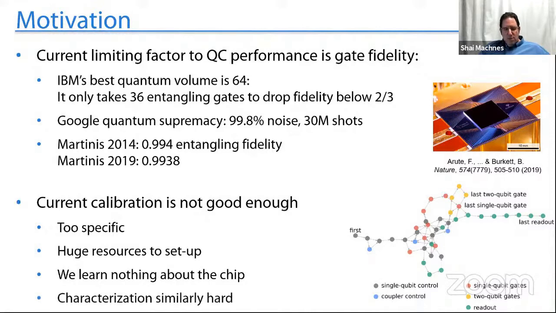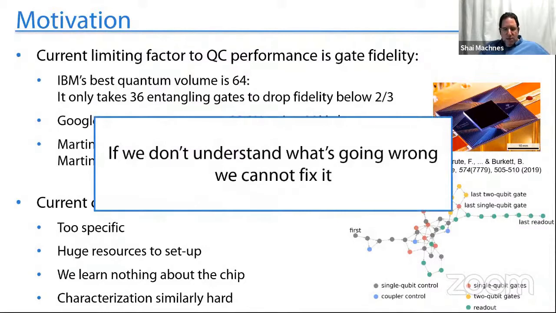And characterization, which is doing something similar in order to learn what's going on, is similarly hard. As a result, it's almost never done. So virtually everybody publishes papers about chips for which they don't have a good model. I'm actually not aware of a single good model, as defined previously, that was ever published. And if we don't understand what's going on, we can't understand what's going wrong. We can't understand the sources of the limits for the fidelity, which means we can't fix it.